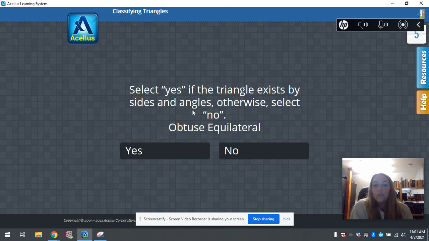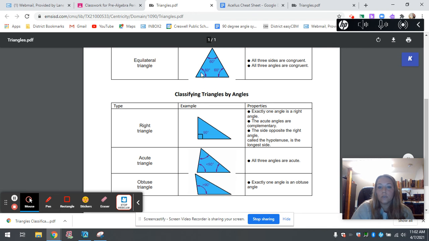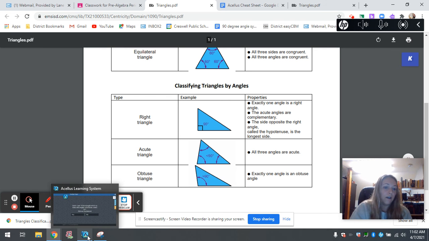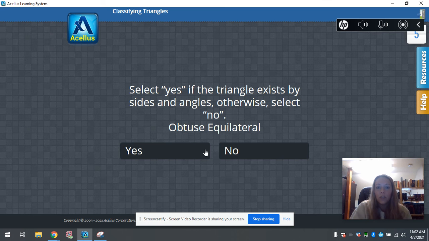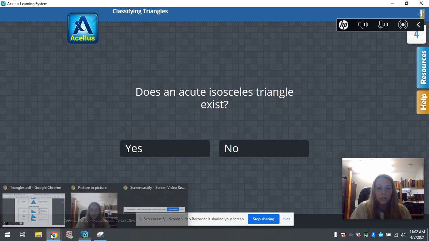Select yes if the triangle exists. Can we have an obtuse equilateral triangle? Again, the equilateral triangle has the same angles, same side lengths. It's a perfectly balanced triangle. An obtuse triangle has one angle that is more than 90 degrees, so we cannot have an obtuse equilateral. No.